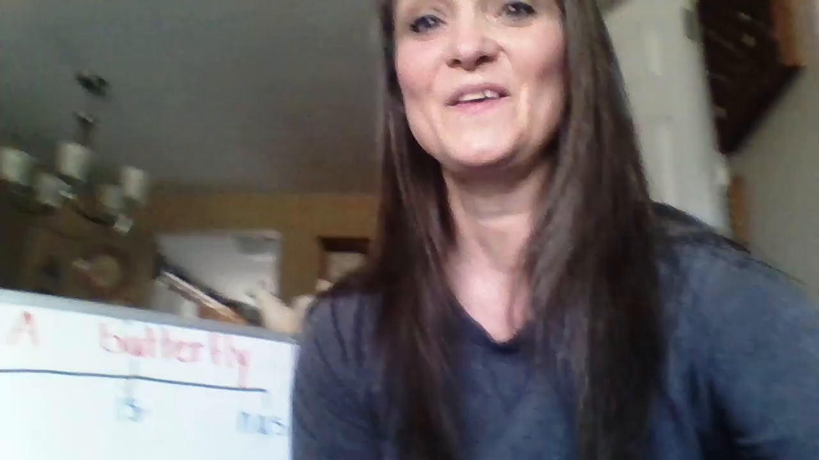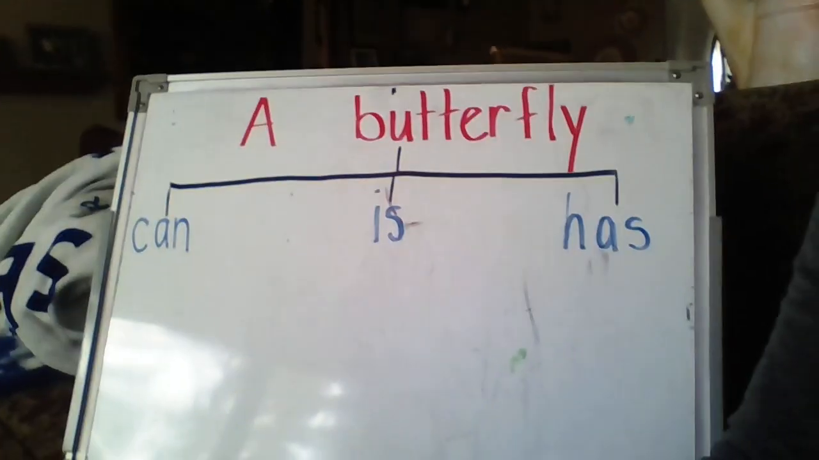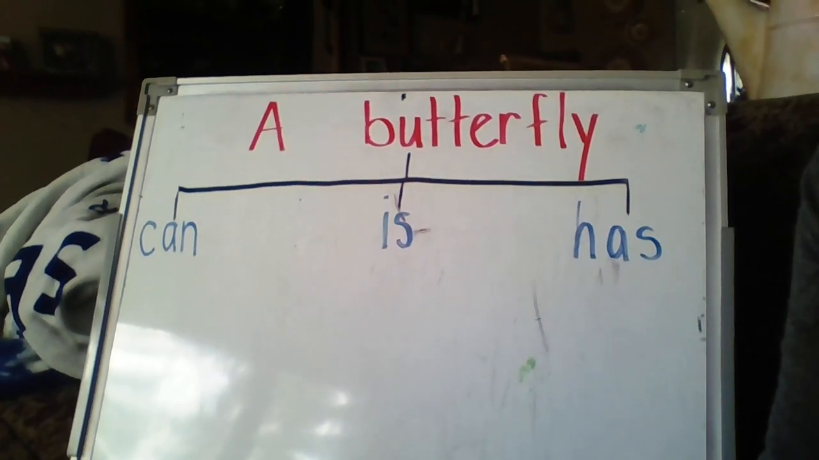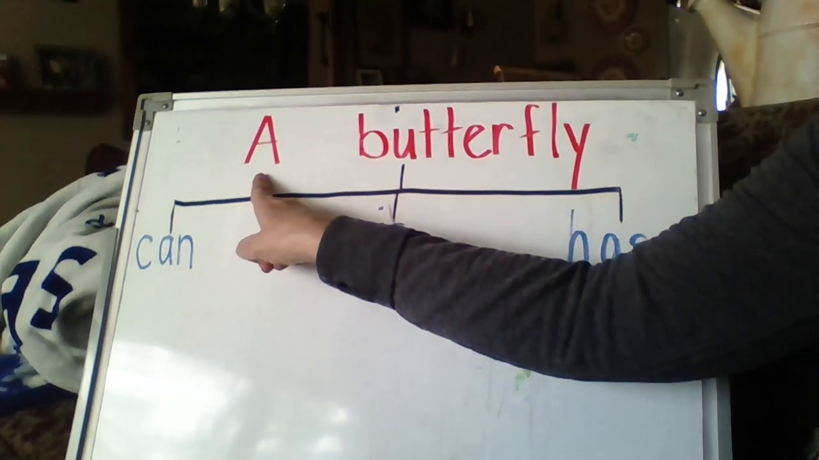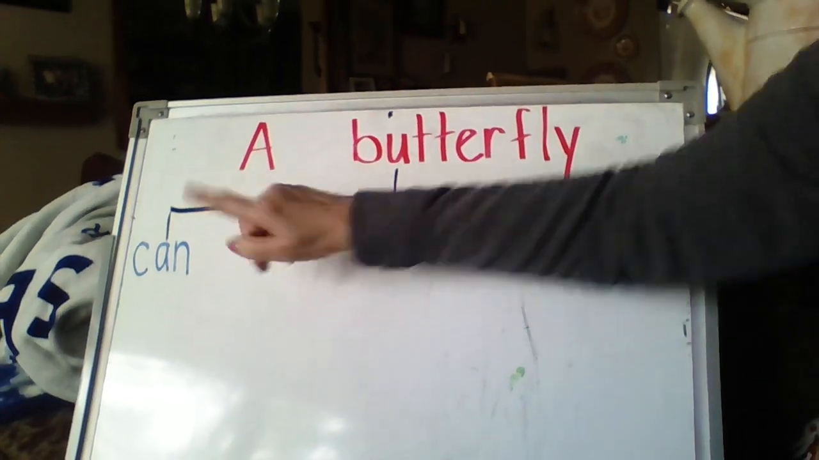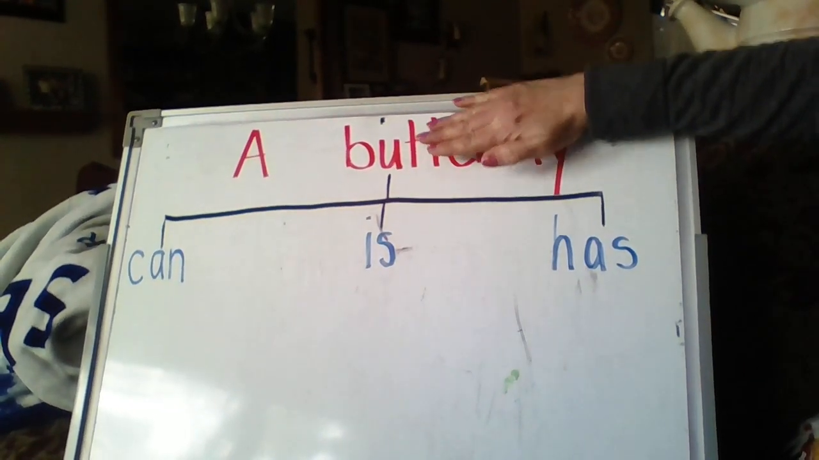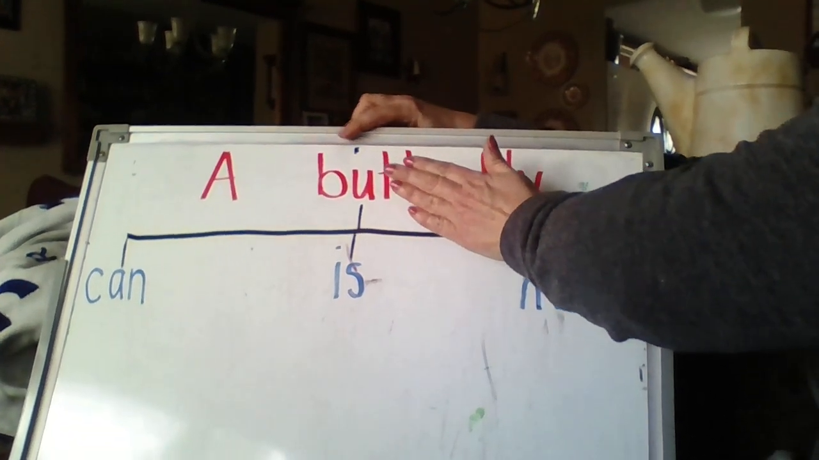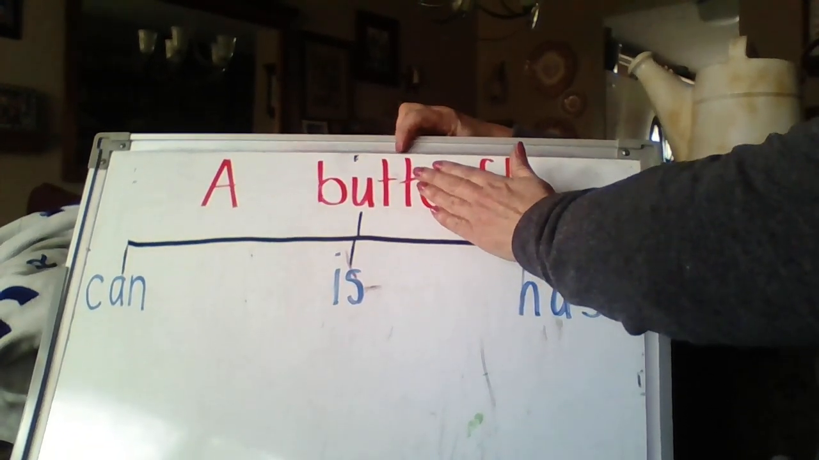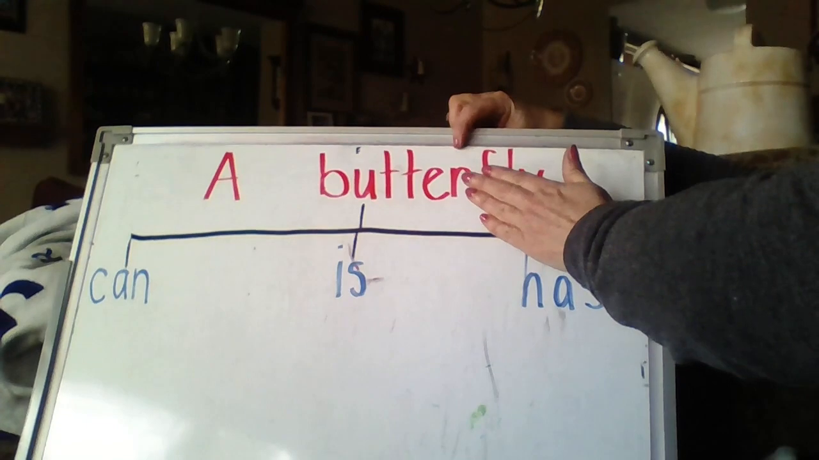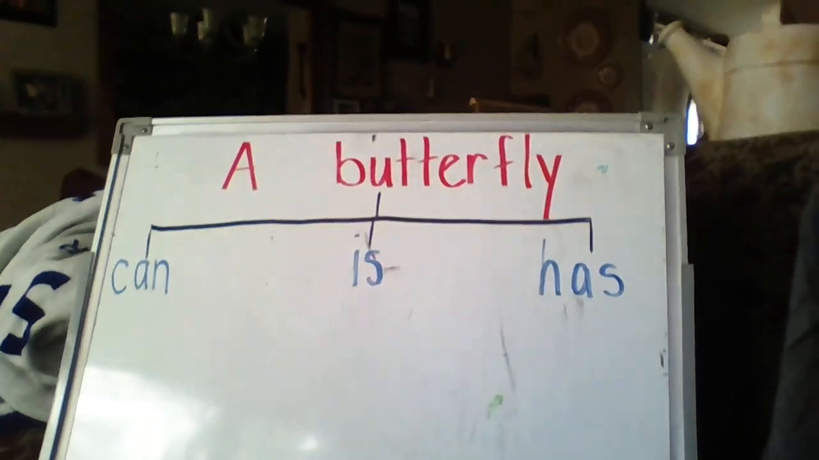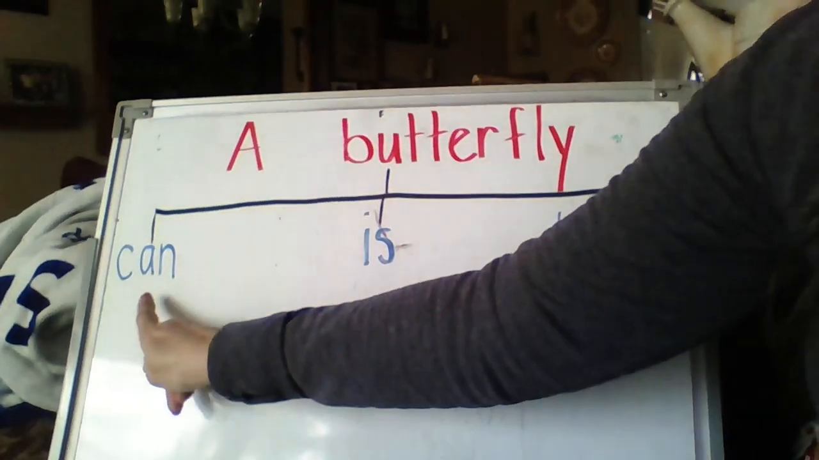We're going to talk about this chart. We've done some like this at school, but not for a while. So I know you can read this first word, A. If I cover this up, you can do the sounds. B, ups, you know it. A butterfly. A butterfly. And then we have 3 words here.